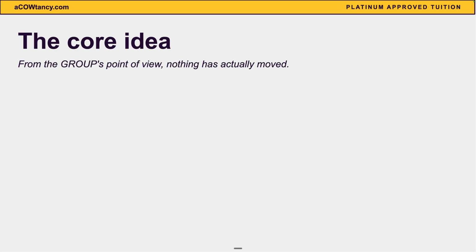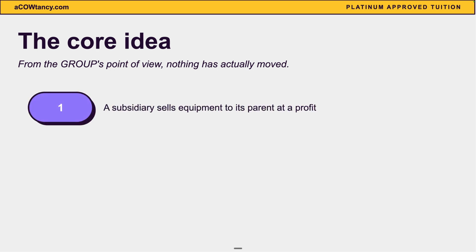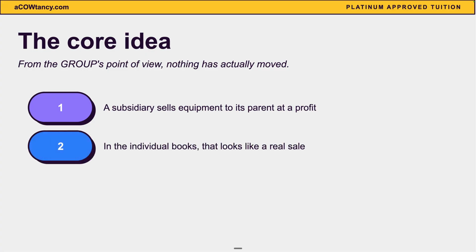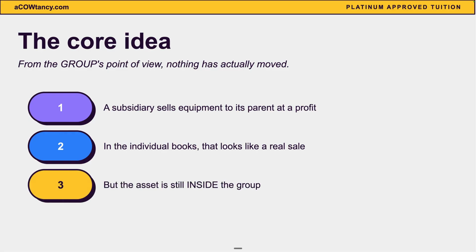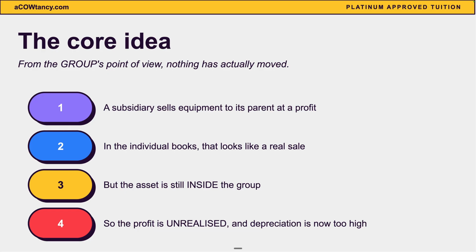So what's the core idea? Well, if you sell an asset from, say, the parent to a subsidiary, nothing's actually moved out of the group, so there's been no sale. If a subsidiary sells equipment to a parent at a profit, in the subsidiary's books it looks like a real sale because it is a real sale in the individual books, but the asset is still inside the group. So the profit is not a profit, it's unrealised as far as the group accounts are concerned.